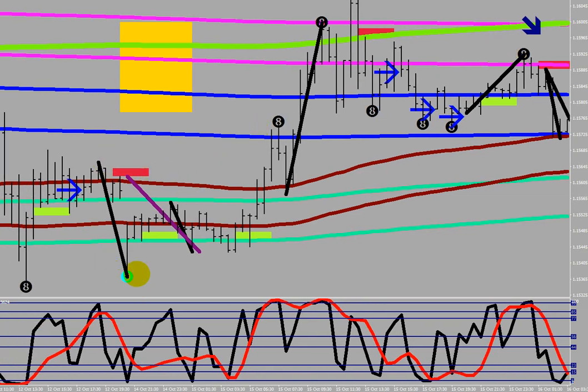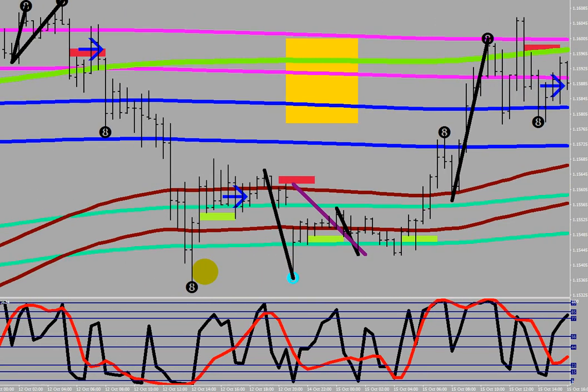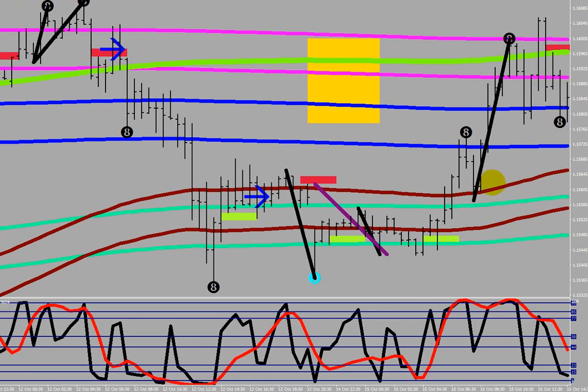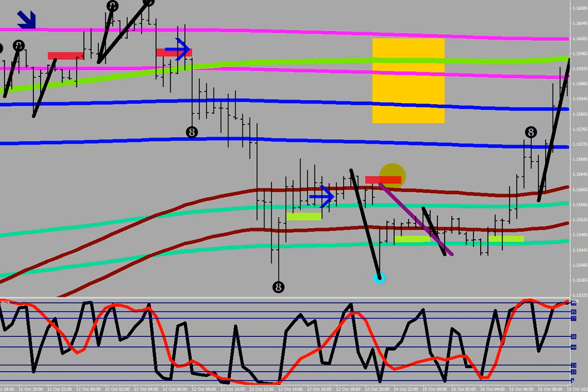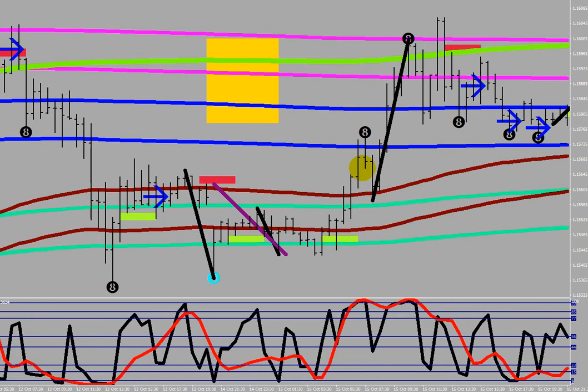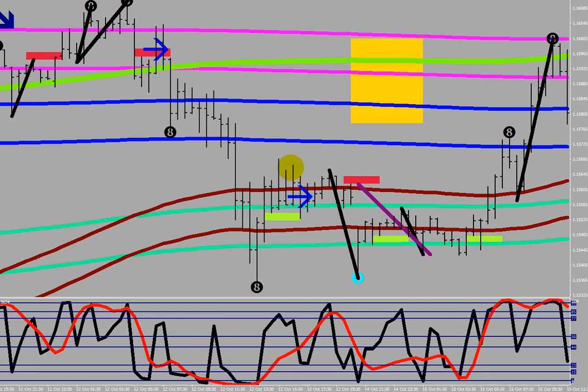So this number 9 was actually printed in the valley, in the 0 zone. Yet again, it was a good signal. As soon as it cleared the Green River, you could have gone more heavily in the direction.